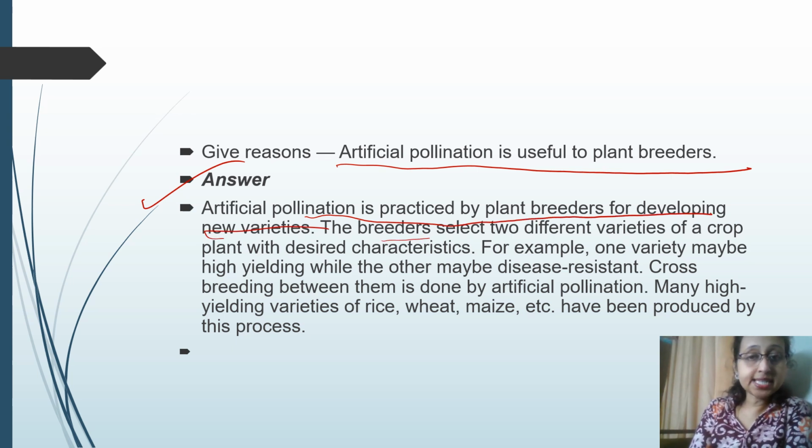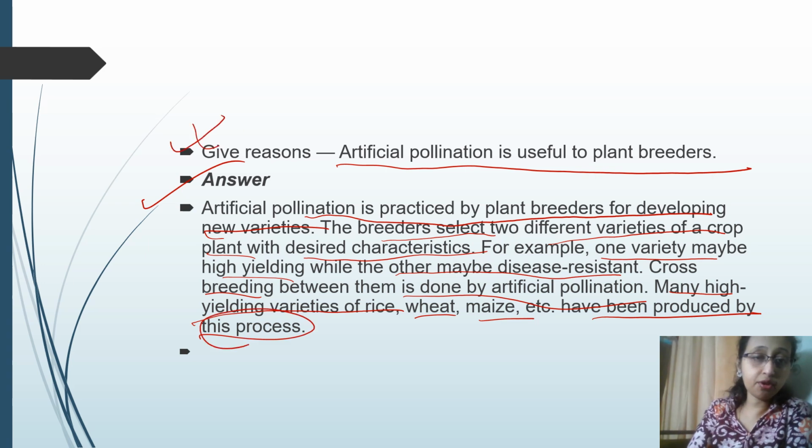The breeders select two varieties of crop plant with desired characteristics. For example, one variety may be high yielding, while the other may be disease resistant. So these two, high yielding and disease resistant plants, are crossbred between them, and artificial pollination is done, and many high yielding varieties of rice, wheat, maize have been produced by this process.